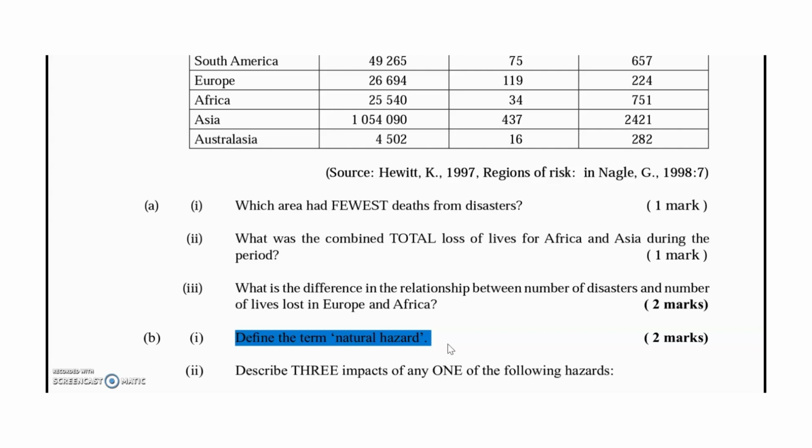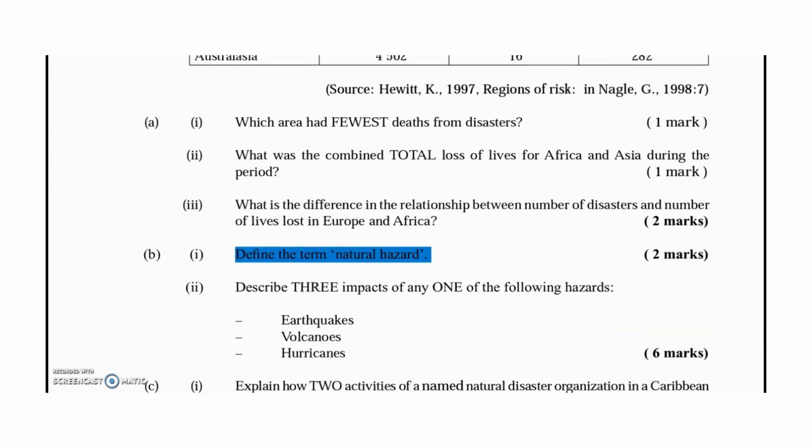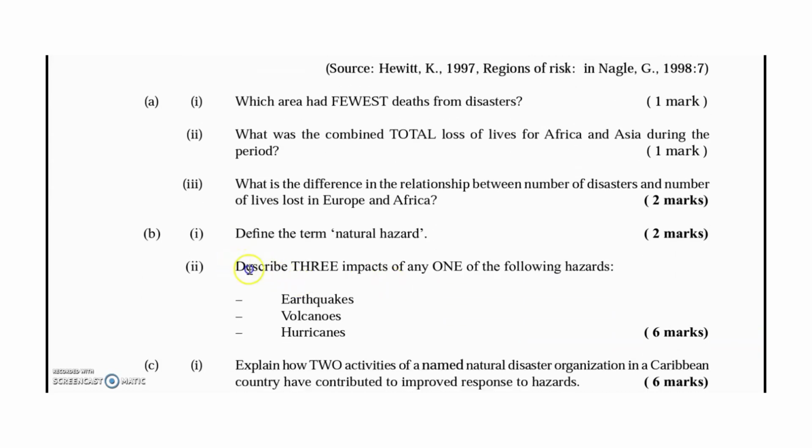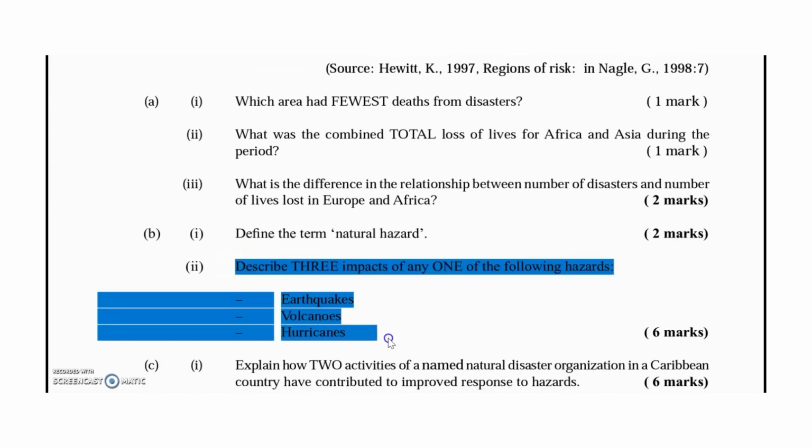All right, part two. B part two: describe three impacts of any one of the following hazards. Now students, you have to pick one for the exam, but for the purpose of understanding, we are going to go through all of them. In this regard, we will ensure that there would not be any cause to repeat these questions in the future.